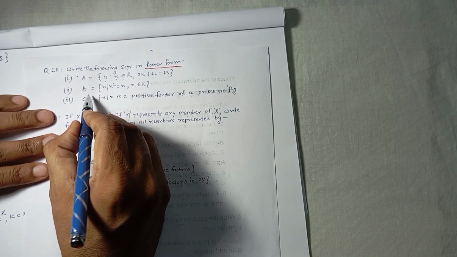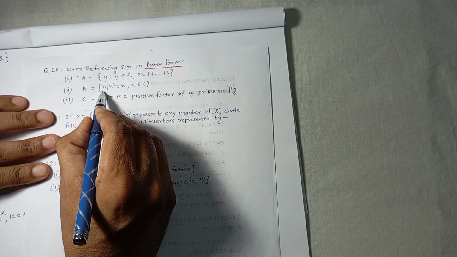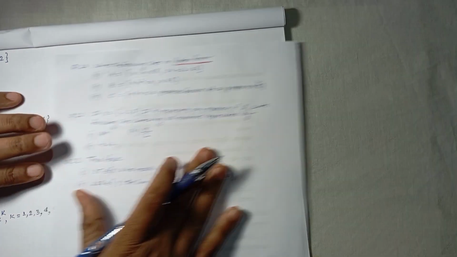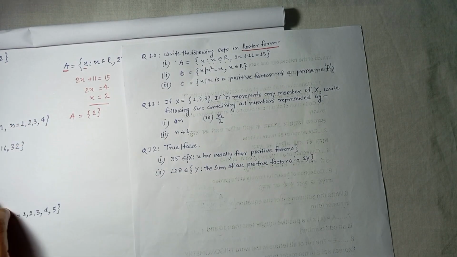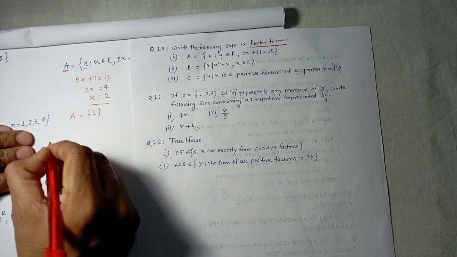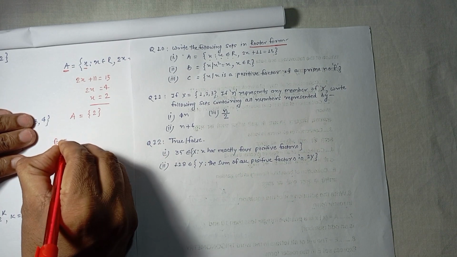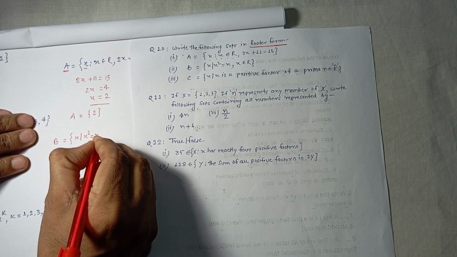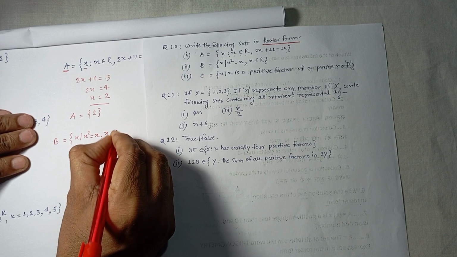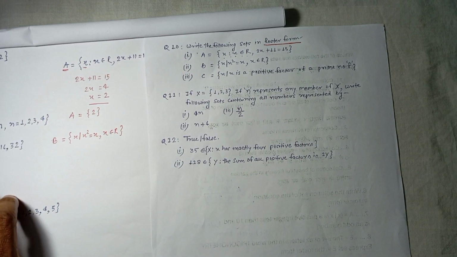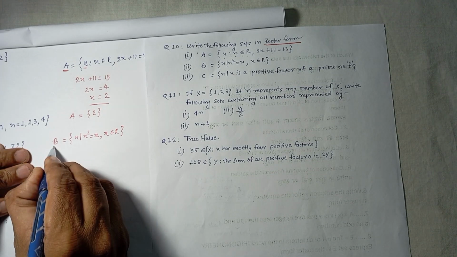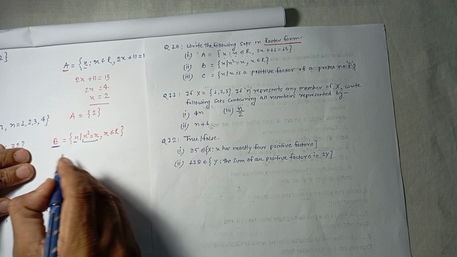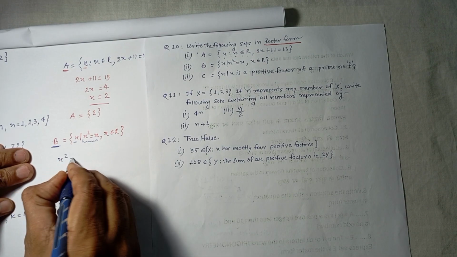Now in the second part, the set B is equal to {x : x square is equal to x, where x belongs to real numbers}. Now in this example we can see that the set given to us is B is equal to {x : x^2 = x where x belongs to real numbers}. x is a real number. Now you can see that the element of this set B is x, which is related as x square is equal to x.